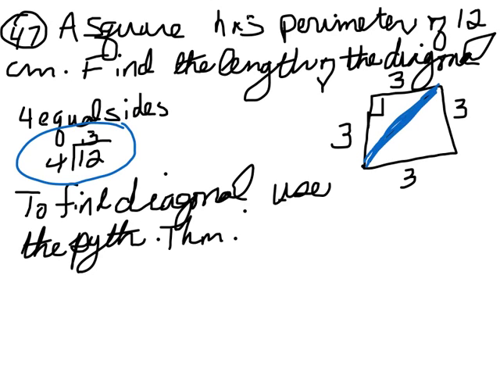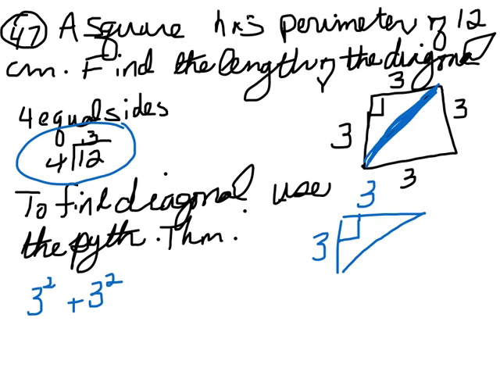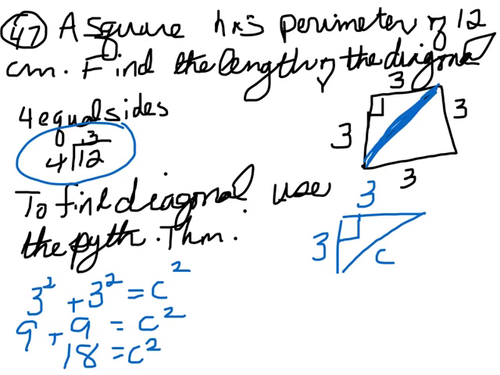If you look, once I put the diagonal in, I have 2 right triangles. I'll just pick one off. If that's 3 and that's 3, we could use the Pythagorean theorem to find the diagonal. We could say 3 squared plus 3 squared is the diagonal squared, or you could call it C for the hypotenuse. I'll call it C for the hypotenuse. 9 plus 9 is C squared, so 18 is equal to C squared. And if I square root both sides, C is the square root of 18.